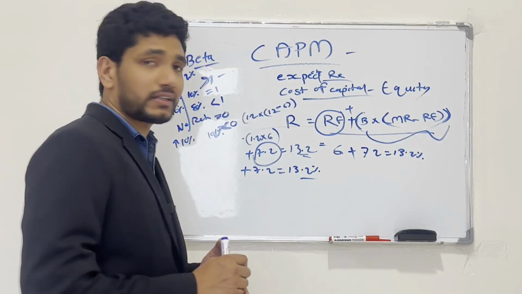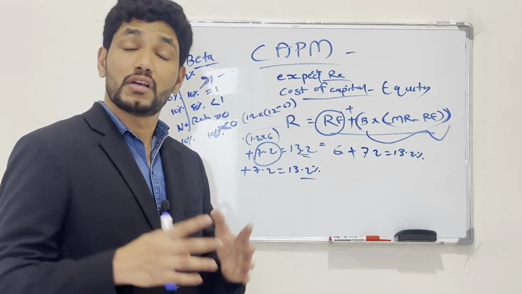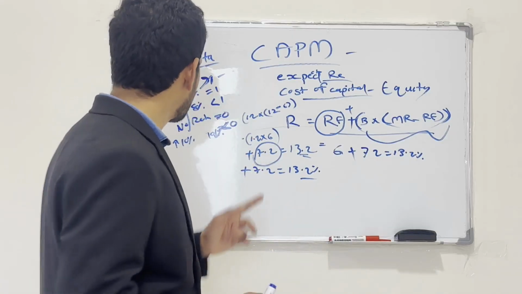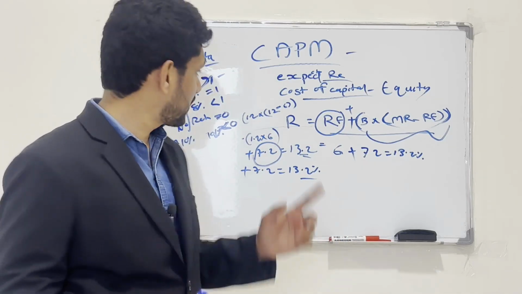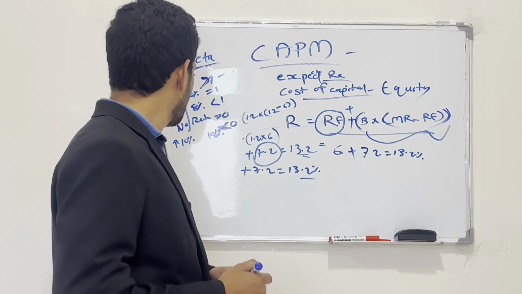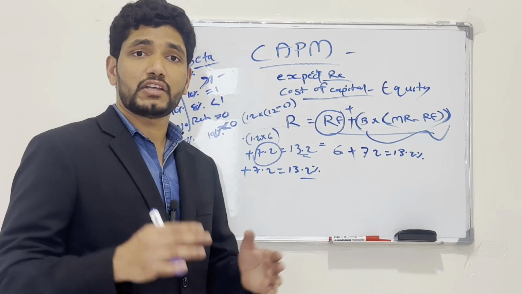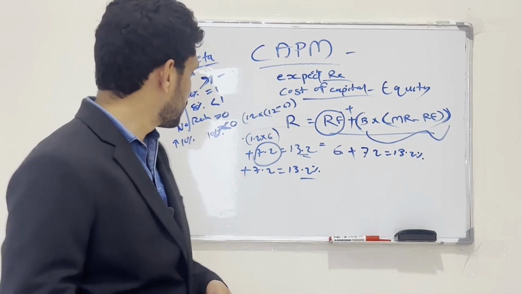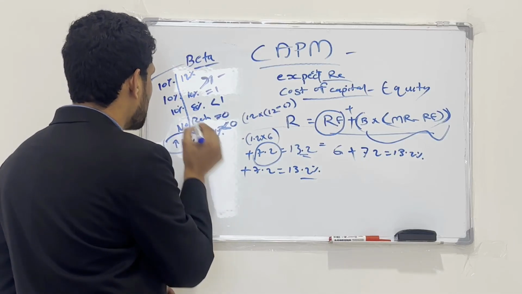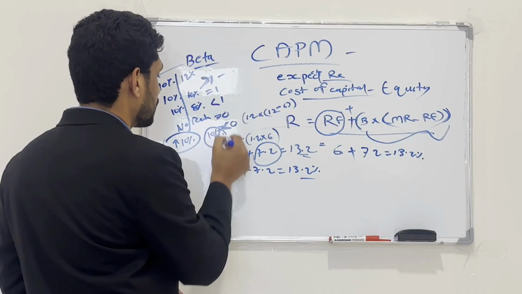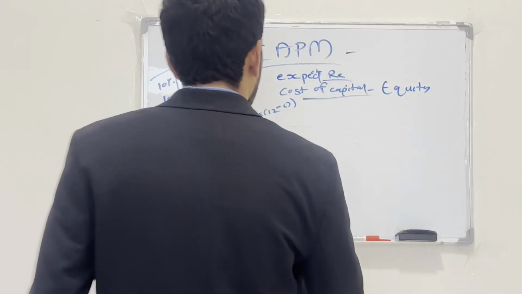If it is less than 1, it is moving in the same direction but in a smaller proportion of the market movement. If it is 0, there is no relationship between market movement and the stock movement. If it is less than 0, it is moving in the opposite direction. Just assume the market is moving upward, at the same time the stock will go down. So this is about beta. Then we will move to the security market line.